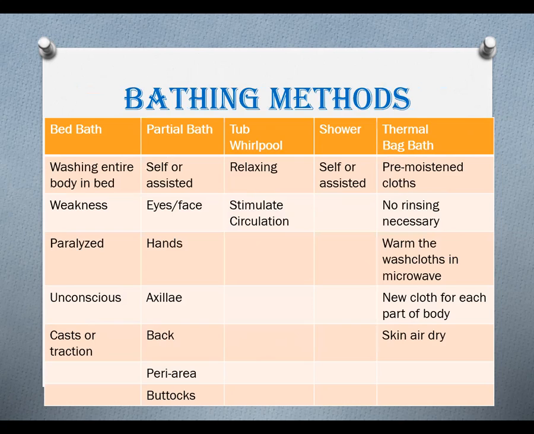A thermal bag bath. This is not commonly seen anymore, but if you were to do a thermal bag bath, you will pre-moisten washcloth. There's no rinsing necessary, and you just cover them up with warm washcloth. You can warm your washcloth in the microwave, and then you will use a new cloth for each part of the body, and then air dry the skin. It's not common now to see thermal bag baths.